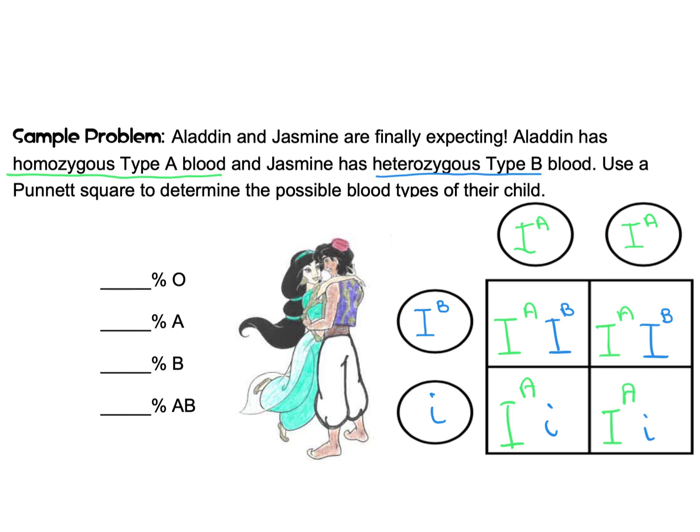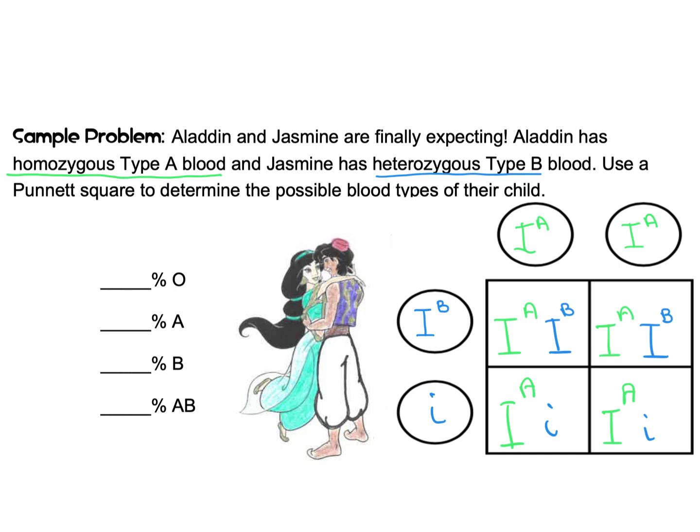Oh, by the way, you probably will not see any multiple allele questions that are going to ask you about genotypic frequency or genotypic ratios or phenotypic ratios and stuff. It'll almost always be percents of the possible blood types.